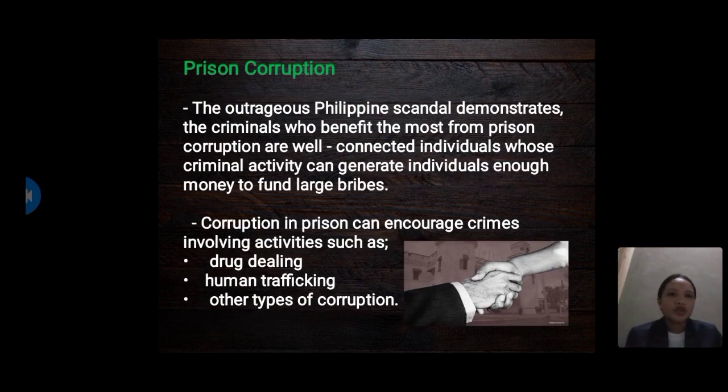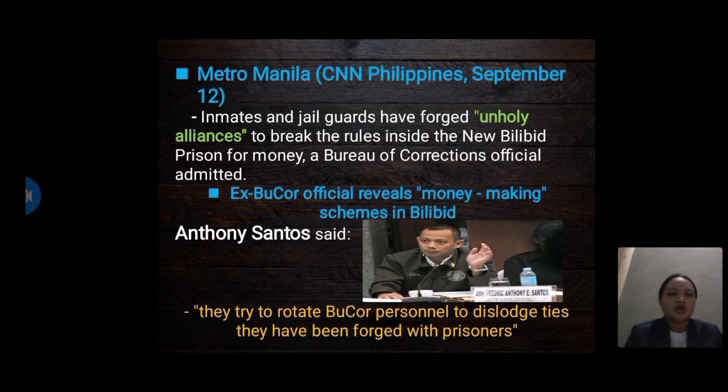So the corruption in prison can encourage crimes involving activities such as drug dealing, human trafficking, and other types of corruption inside the correction. So in Metro Manila, CNN Philippines, September 12th, inmates and jail guards have forged an unholy alliance to break the rules inside the New Bilibid Prison for money.